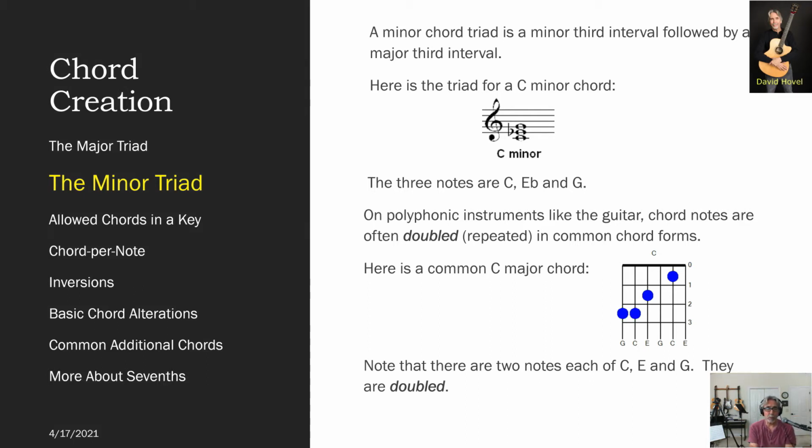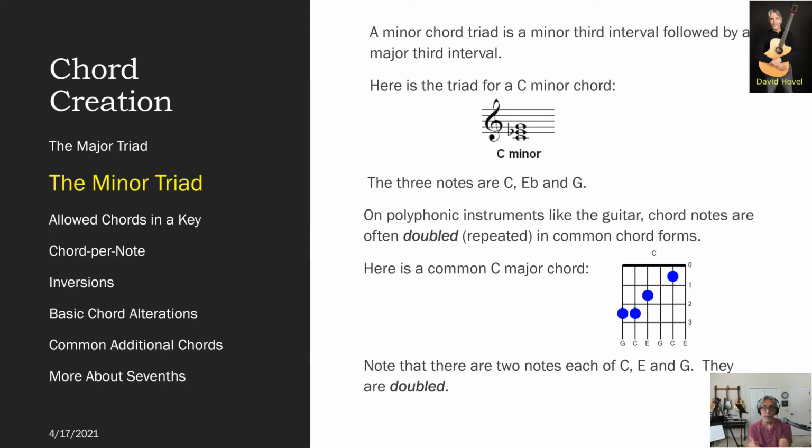Now, because we have multiple strings and multiple notes, a guitar is a polyphonic instrument, meaning it's able to play more than one sound. But to make a big chord, what we often do is simply add the same notes back in different octaves. This is called doubling.